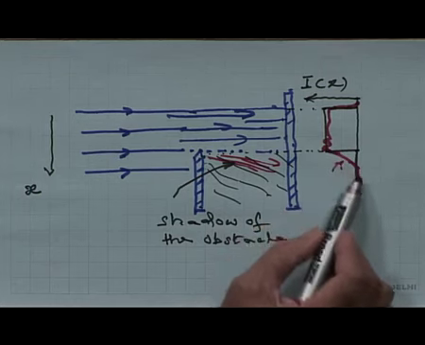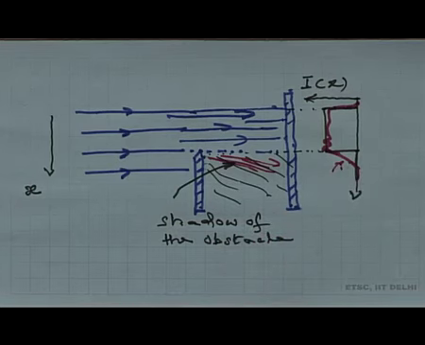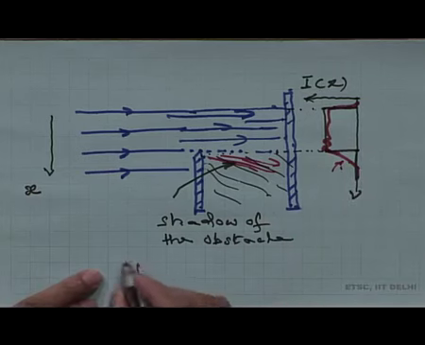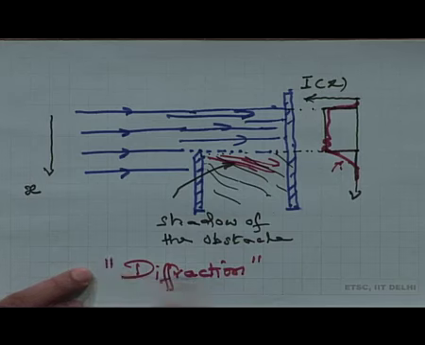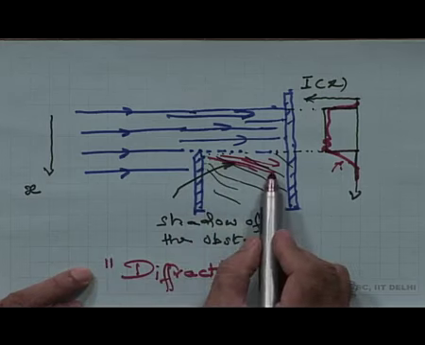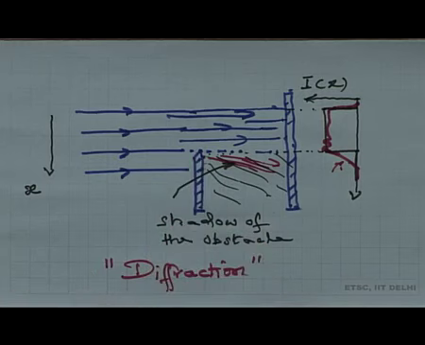Intensity is not 0 in the shadow, there is a certain amount of intensity in the shadow, and this is because of diffraction. So, the phenomenon of diffraction as I defined in the sentence: diffraction refers to spreading of light into the geometric shadow of an obstacle.